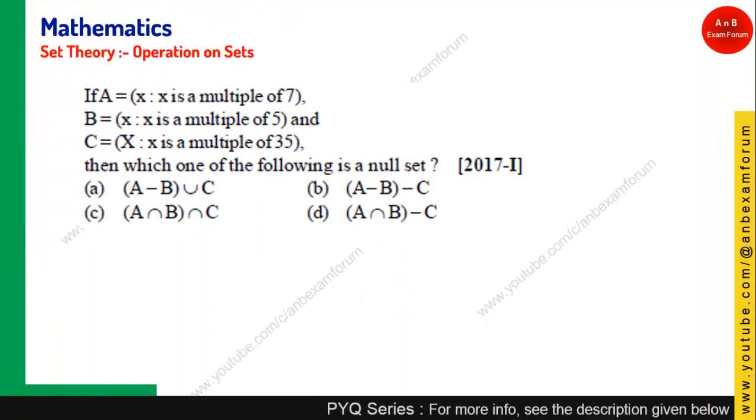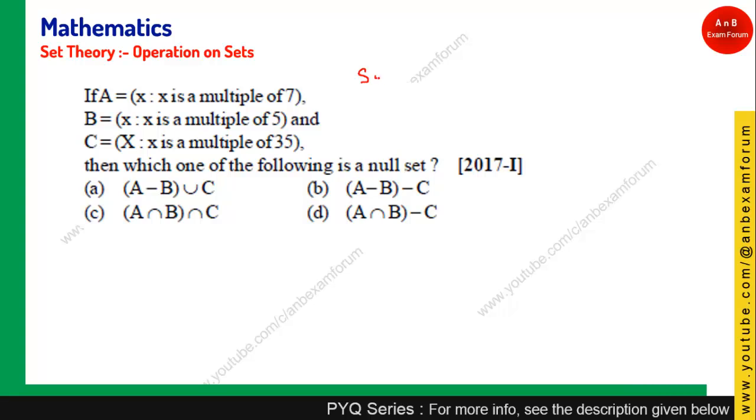Again there are 3 sets A, B, C, and in this question you should build the sets. For building the sets you can tabulate them. Let's tabulate one by one. A will be x is a multiple of 7. We begin x with 1, so it will be 7, 14, 21. Basically it is the multiplication table of 7. 7 times 5 is 35 and so on.